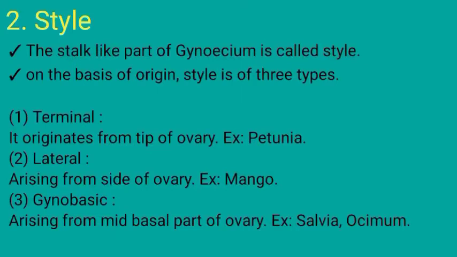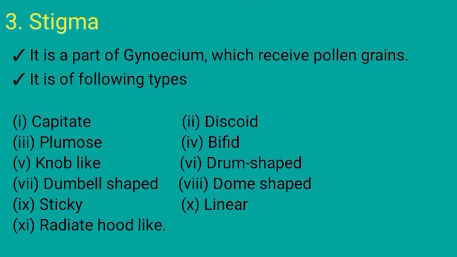The second part of gynoecium is called style. Style is the stalk-like part of gynoecium. On the basis of origin, style is of three types. Number 1, terminal. In this type, style originates from the tip of the ovary. Example, petunia. Second one, lateral. In this type, style arises from the side of the ovary. Example, mango. Third one, gynobasic. In this type, style arises from the mid-basal part of the ovary. Example, salvia and ocimum.